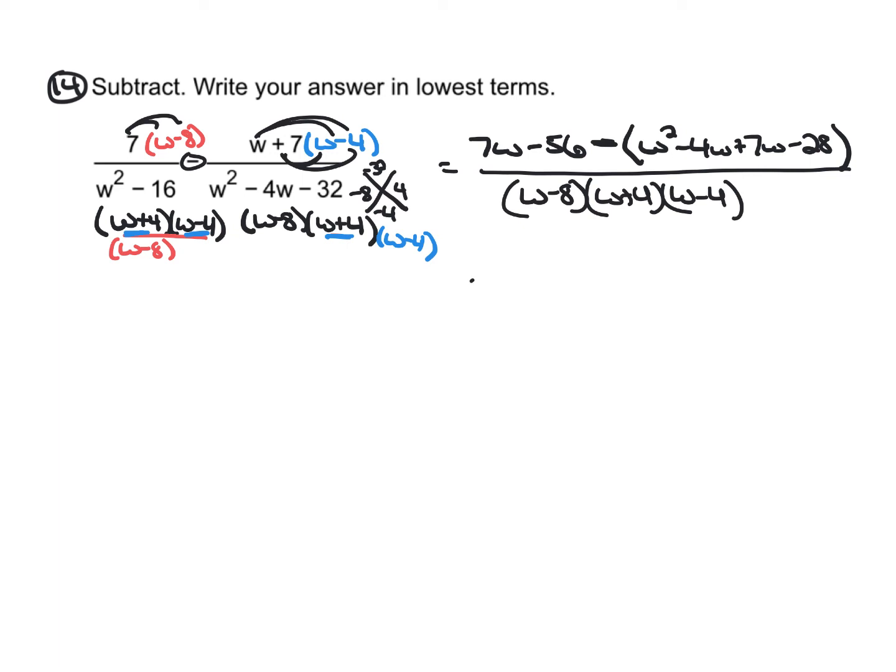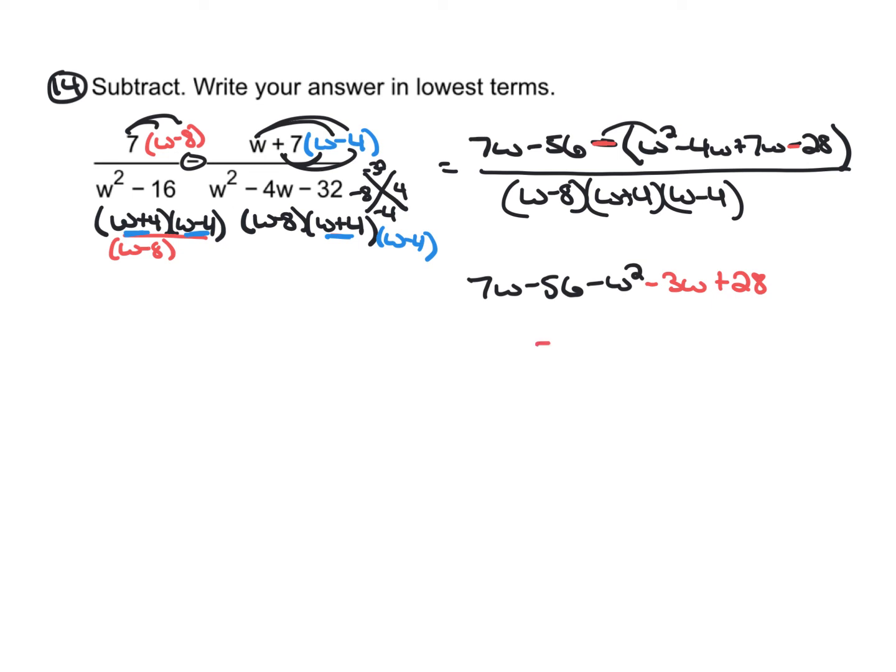Okay, simplify that top. 7w minus 56 minus w squared. Negative 4w plus 7w is positive 3w, but then I make it negative, so minus 3w. And then minus 28, but I'm subtracting negative 28, so that's plus 28. Okay, before I write the whole denominator in, I just want to simplify this some more.